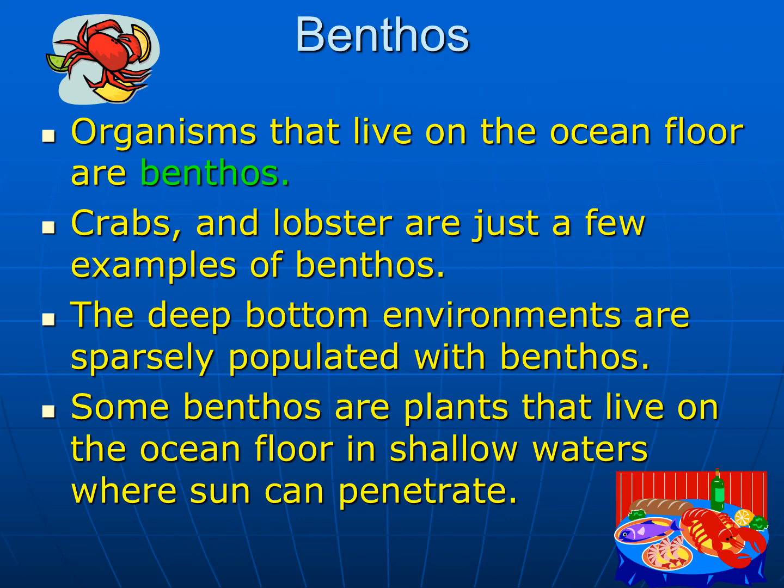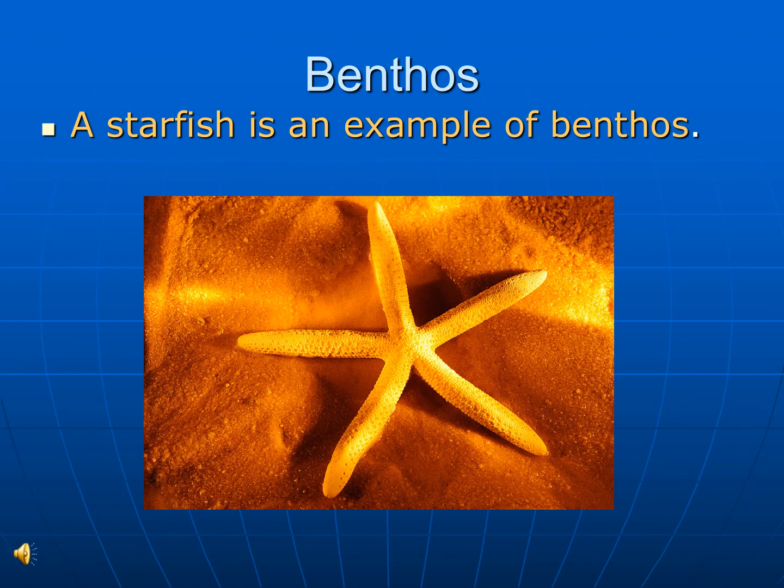Benthos is your crabs and lobsters. Deep bottom environments. Some live on the ocean floor and in the shallow waters though, where sun can penetrate. And a starfish is a benthos. But this is all of our notes.